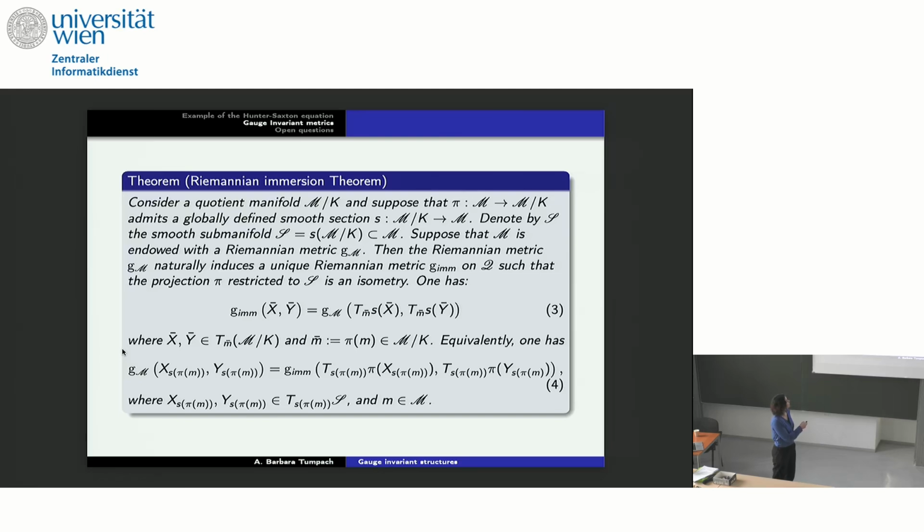But this submanifold S will be isomorphic to the quotient through this section. So you can also define a metric on the quotient using this section. So the metric that you get on the quotient by this Riemannian immersion theorem will depend on the section that you choose, of course, and on the metric that you started with. Here is a formula for this. This is another way to endow a quotient with a Riemannian metric, in the case you are lucky and you have a global section of your fiber bundle, which is not always the case.